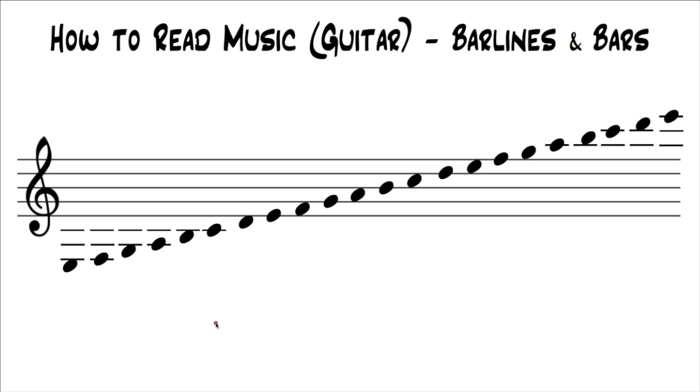So up to this point, we've looked at notes written out like this, where there's just a whole bunch of notes on ledger lines or in the staff, and everything is just horizontal lines. But that's not how music is written.